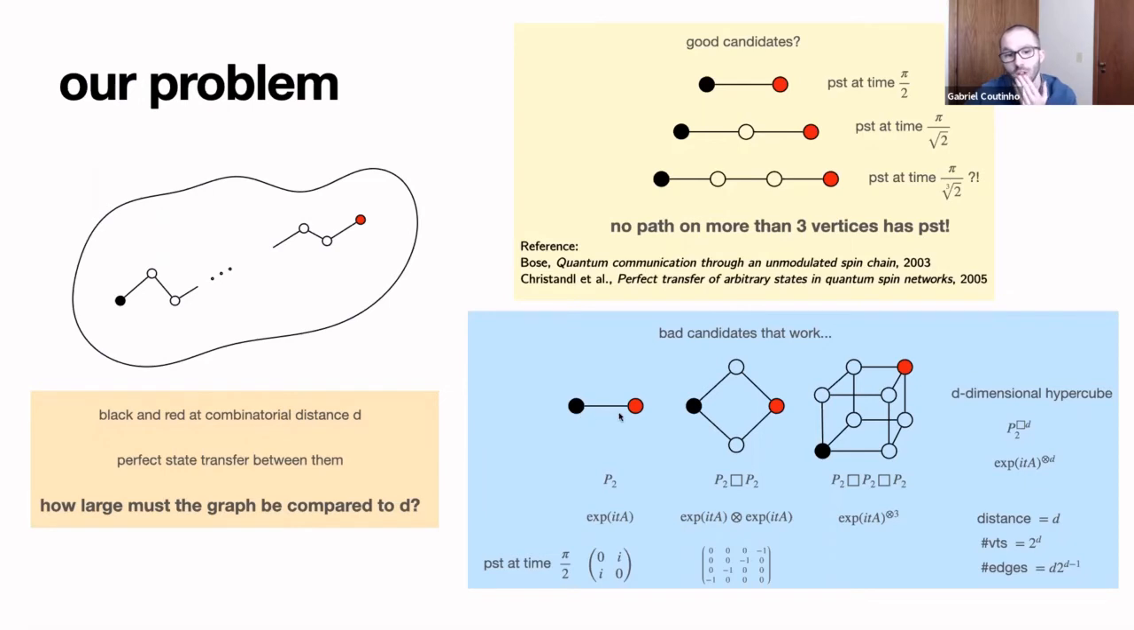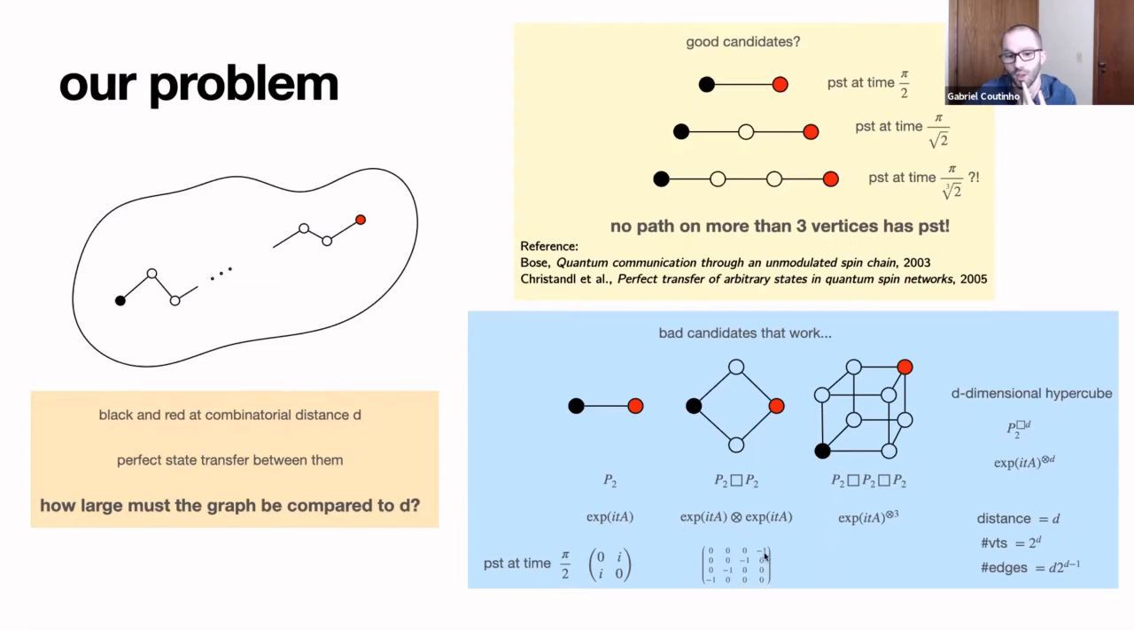So if you have your path on two vertices, there is this very nice thing: you take its Cartesian square. So this is a graph operation. Fortunately, if you take the Cartesian square, the matrix that represents the transition of the quantum walk here is the tensor product of this matrix with itself. So at time pi over 2, if A is the adjacency matrix of this graph, this is the matrix you get, which represents that perfect state transfer. And then if you take its tensor product with itself, this is the matrix that you get.